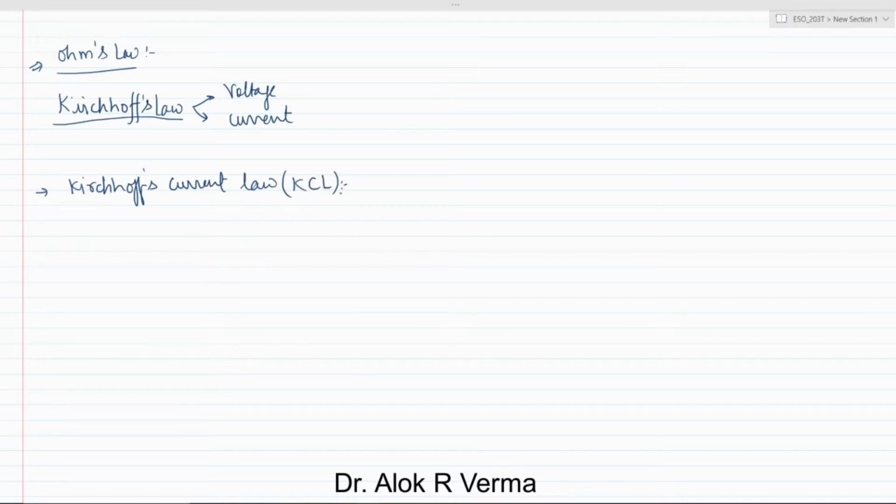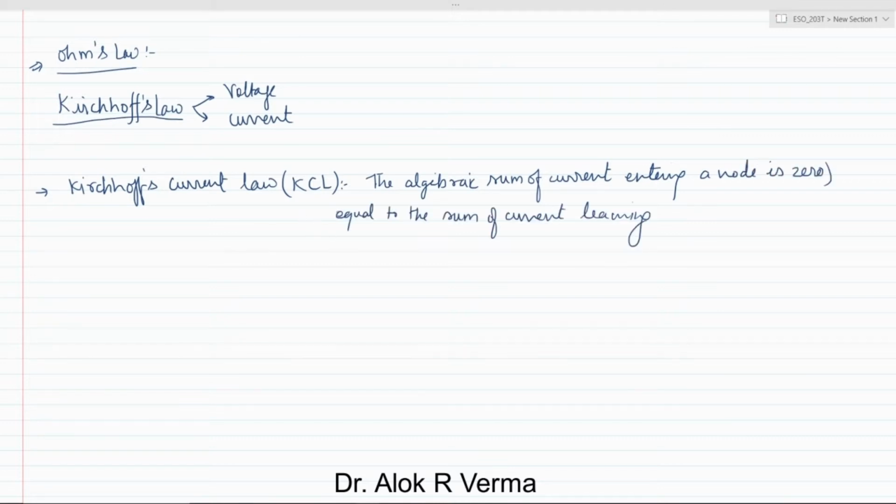It states that the algebraic sum of currents entering a node is, or in general, it is equal to the current which is leaving the node.